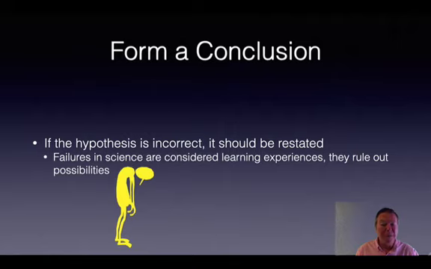If it's wrong, then probably my hypothesis is wrong. Maybe I need to restate it. Maybe I need to go back and take a look and test something else. Maybe I add more sugar. Maybe I add more chocolate chips. And you can never add too many chocolate chips. But in science, a failure is not a failure. It's eliminating a possibility. It's not a mistake. It's, okay, that didn't work, so what works?